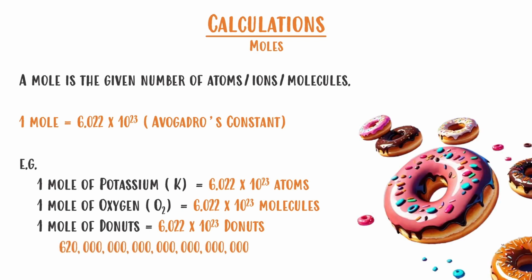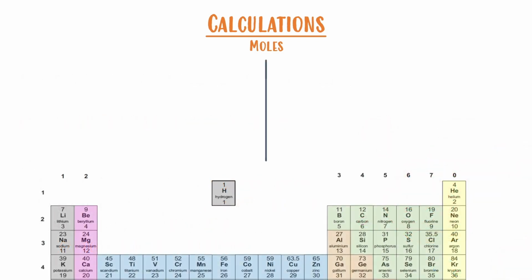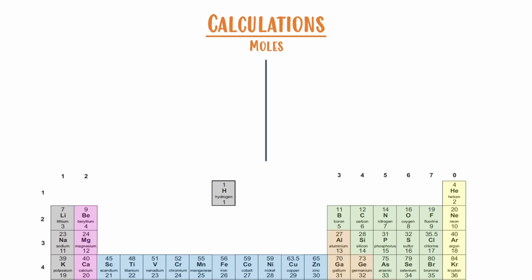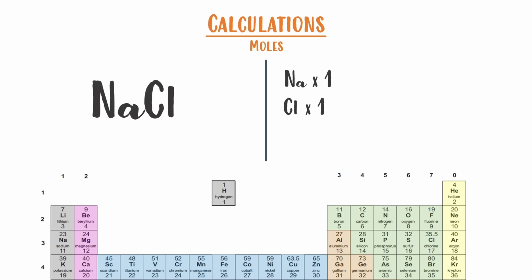Now, before we look at calculating moles, we're going to have a quick refresh on MR. Here's oxygen, O2, which has 2 oxygen atoms. Each oxygen atom has a mass of 16, therefore the MR is 32. Another example, here's sodium chloride, where it has 1 sodium, 1 chlorine, and their relative masses. We just add them up for an MR of 58.5.